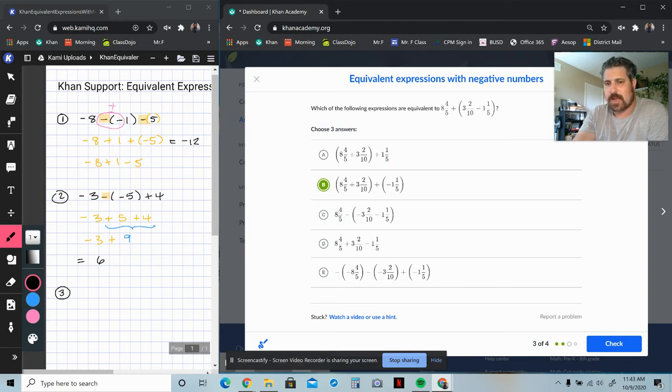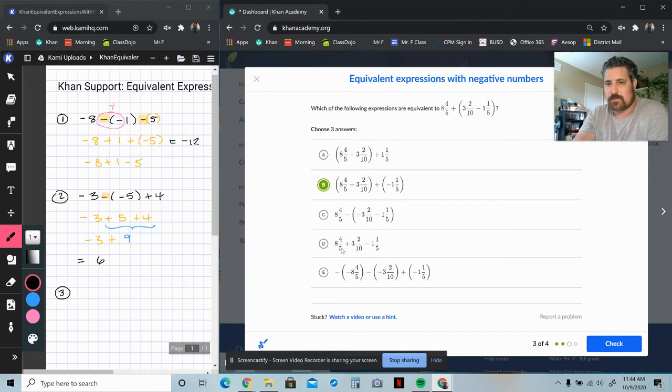This one, you've got 8 4/5, take away the quantity of negative 3 2/10, take away 1 1/5. The problem here is that you're distributing a negative through the parentheses, which means that this is going to end up being a positive 3 2/10, which is what you want, but it's also going to be a positive 1 1/5. It's not what you want. So this one's not going to work.